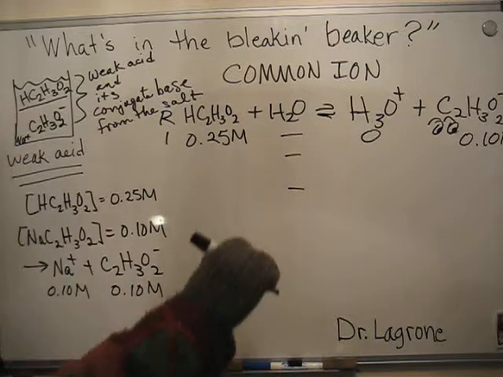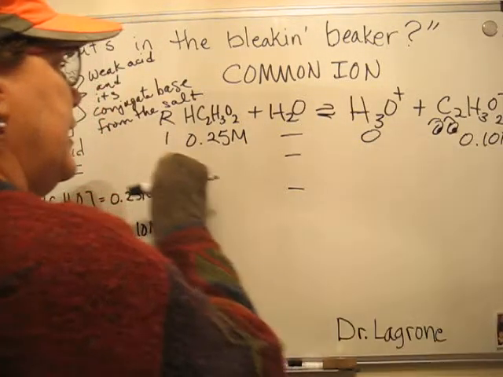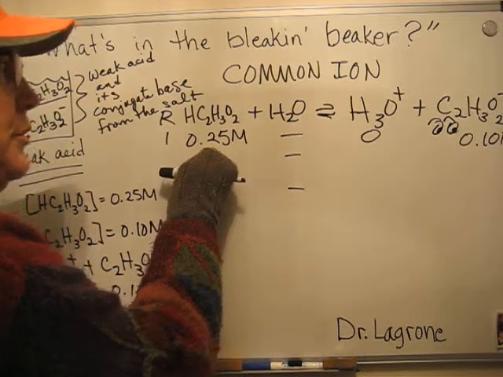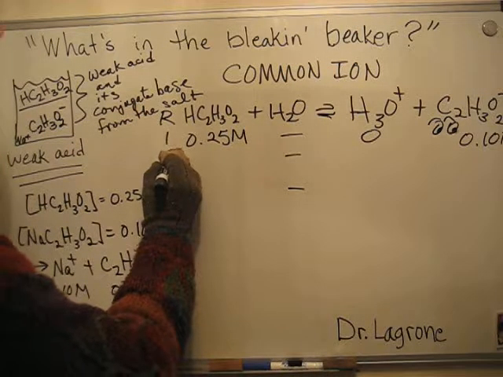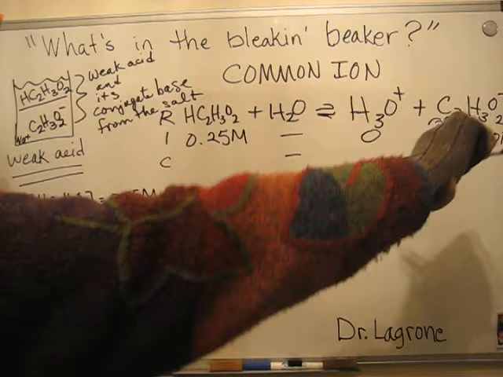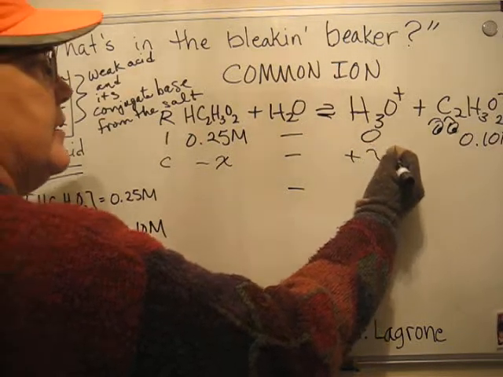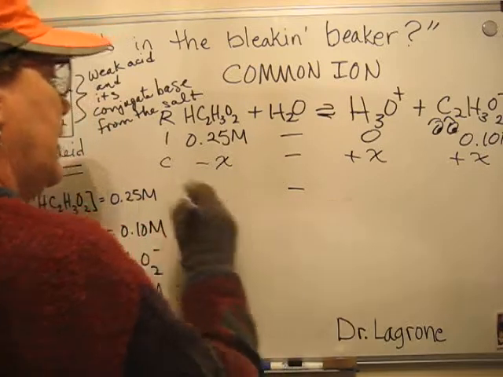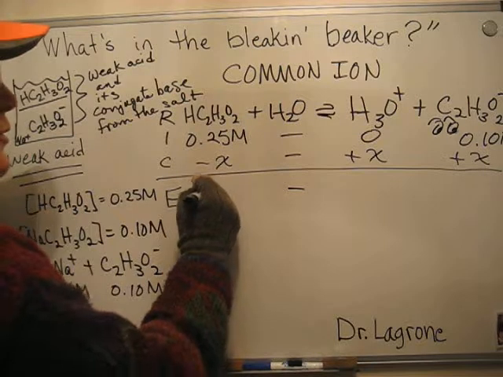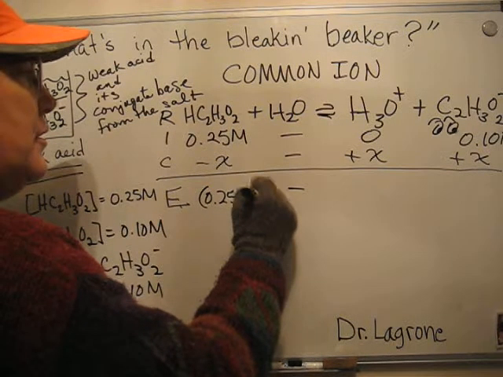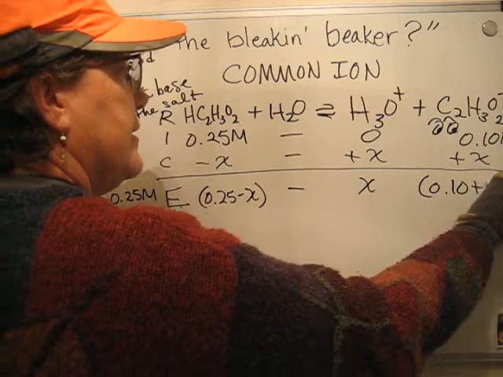So the big difference when you have the common ion problem is right here. You are going to have an initial amount, not only of the weak acid, but of its conjugate from the salt. Change. Some of this is going to ionize. How much? We call it X. Then we form X, we form X. And then at equilibrium, remember E is equilibrium, 0.25 minus X, X, and this time, look, it's 1/10 plus X.